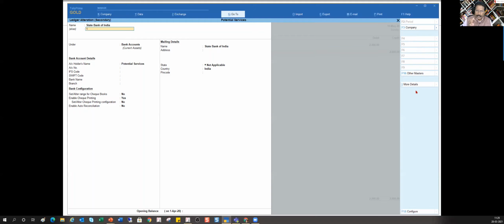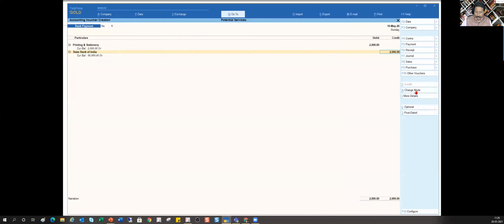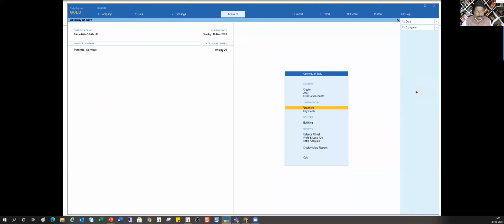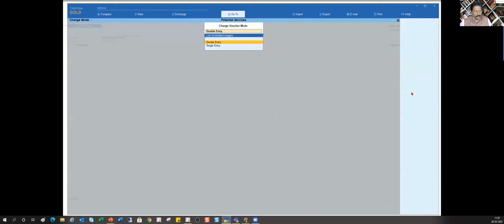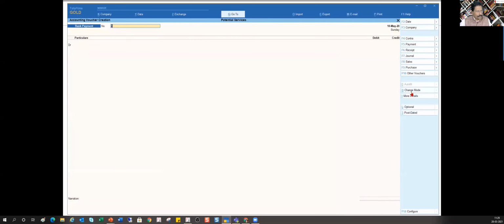So that means whenever I make a payment, when I press one, I want the State Bank of India to be selected. Okay, so I've given this, and I'm going to press Control A, right? So now let me just come back and then come back to the voucher entry screen. You will be in the bank payment screen because that was your last recalled voucher type, right? So now I'm going to change this to double entry mode, right?